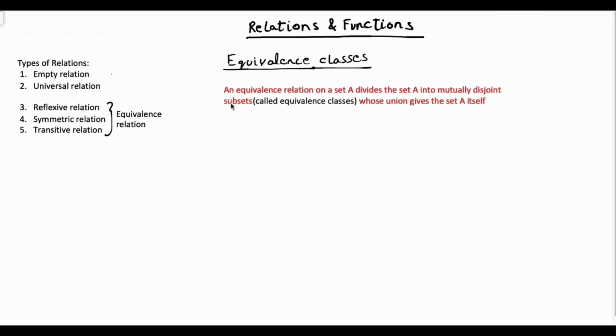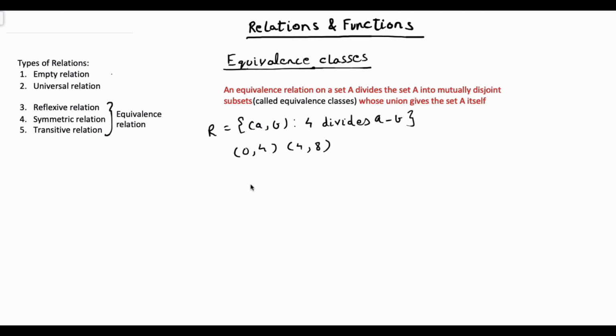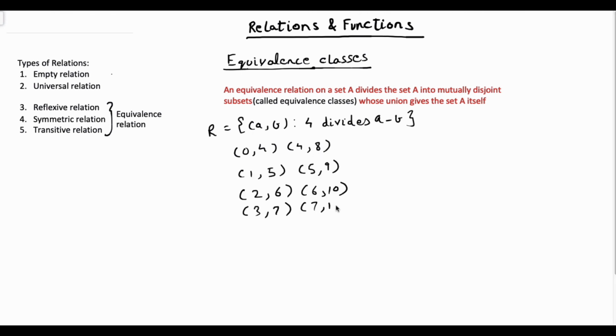I would like to tell you a property of an equivalence relation. An equivalence relation on a set A divides the set A into mutually disjoint subsets, which are called equivalence classes, whose union gives the set A itself. So what do I mean by that? Let's say we have a relation R of a, b such that 4 divides a minus b. So what are the possible pairs that will belong to R? 0, 4, 4, 8, 1, 5, 7, 11. There can be many more pairs that belong to R.